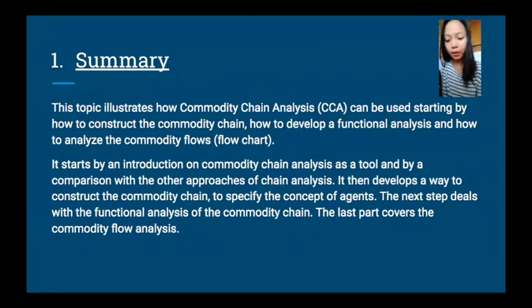The next step deals with the functional analysis of the commodity chain. The last part covers the commodity flow analysis. So let's proceed to the introduction.